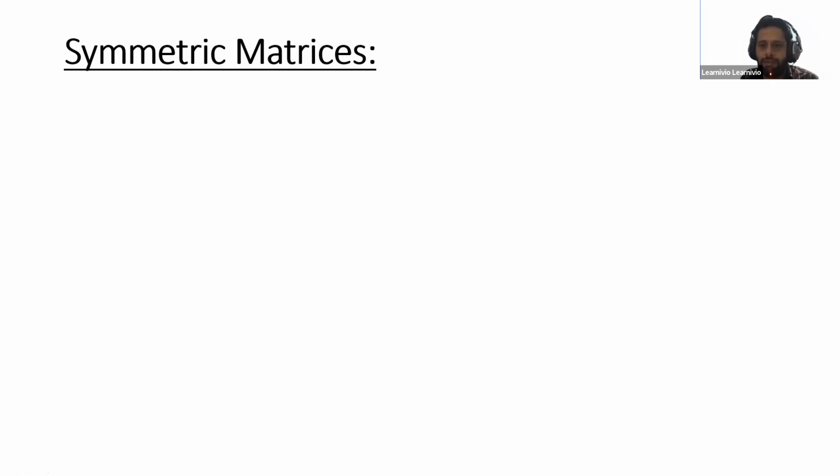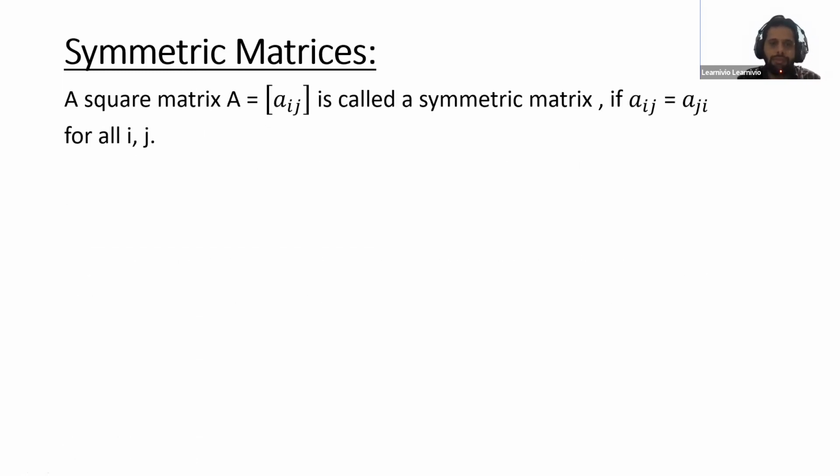Next is a symmetric matrix. So what is meant by symmetric matrix? If A is a square matrix, then it is called symmetric if Aij is equal to Aji. Okay, so we will check what is the meaning of this definition. Just give me a minute.